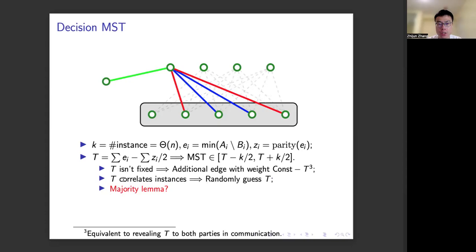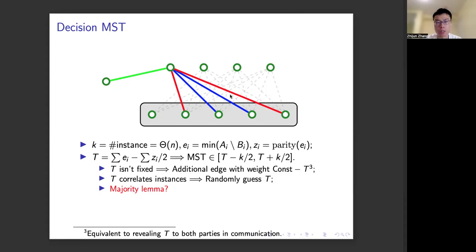So in order to get rid of this dependence introduced by T, we can just make a random guess at the value of T. If this guess is correct, we just proceed by ignoring this T, or pretending we don't have this T. If the guess is incorrect, then we just output some answer uniformly at random. Okay, so far we have independent instances and also a fixed threshold. Are we done if we have some sort of majority lemma?